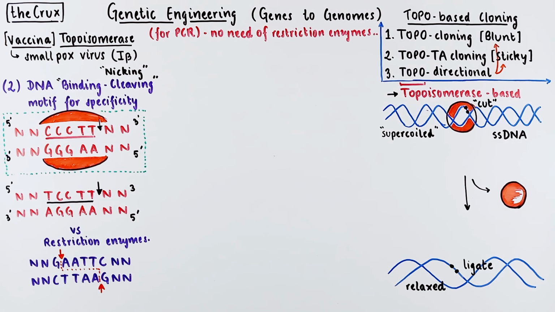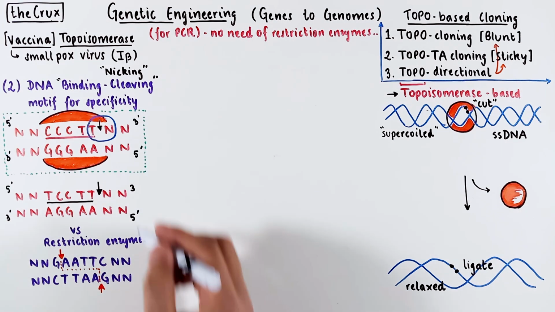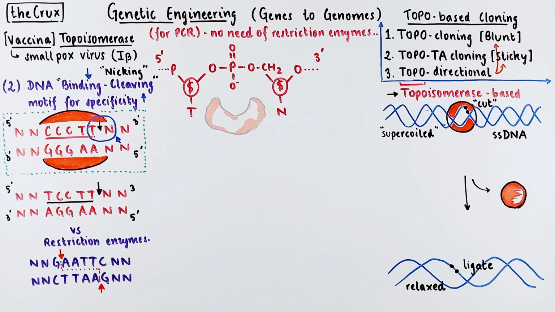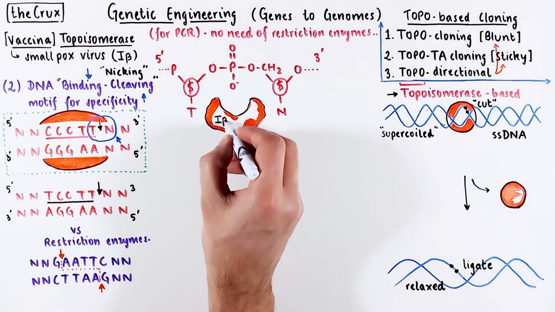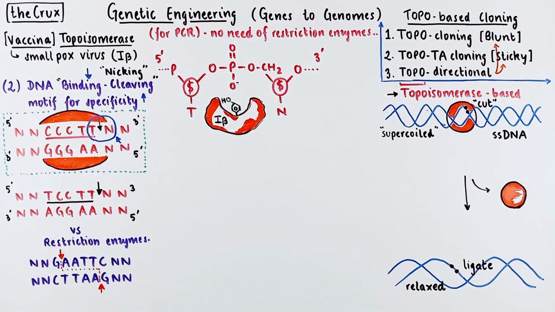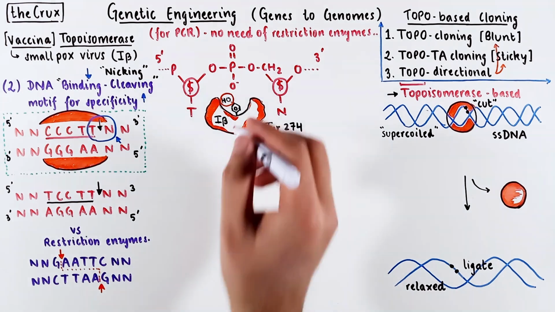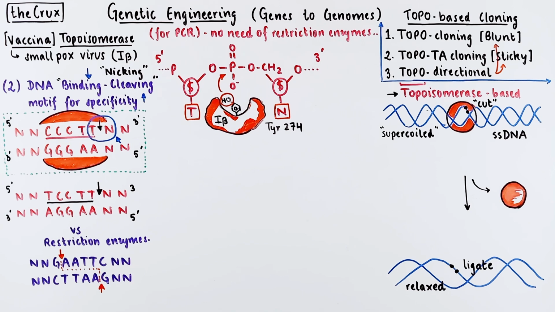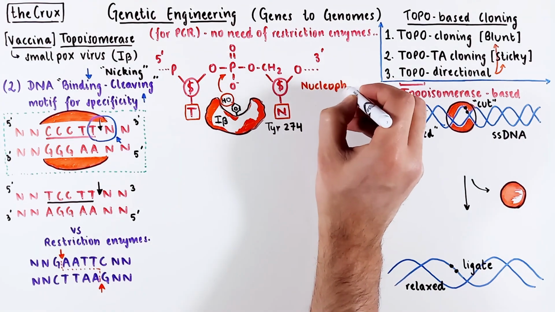There's a little bit of biochemistry you must understand regarding the nicking or binding and cleaving activity of the topoisomerase. Let's zoom into this nick location. Here's the top strand of the DNA with its backbone. In the active site of topoisomerase, there is a tyrosine amino acid. From the N-terminal end, it is the 274th amino acid. The free hydroxyl of the tyrosine attacks the DNA backbone between the T and the N base. It specifically attacks the phosphate.